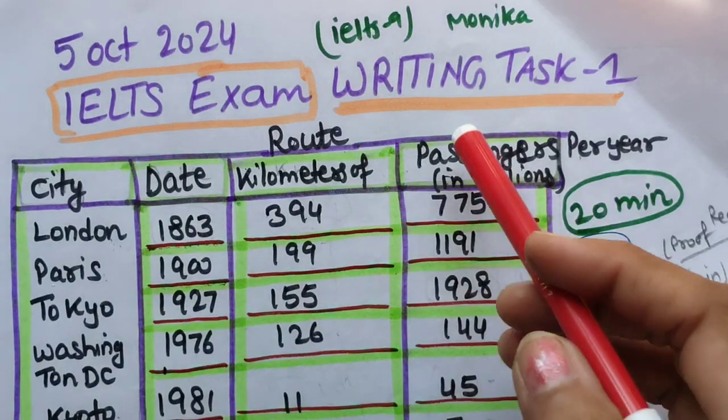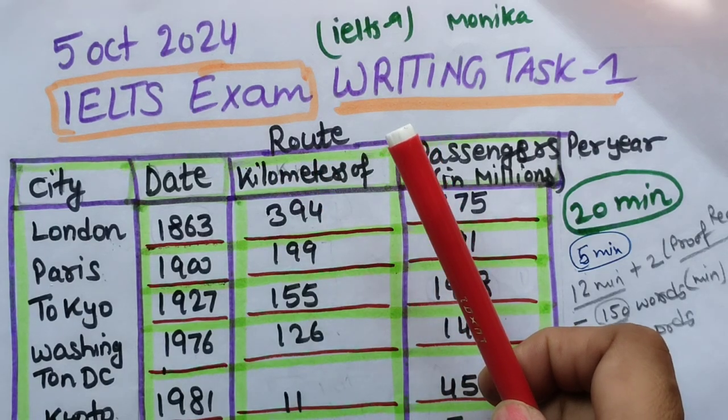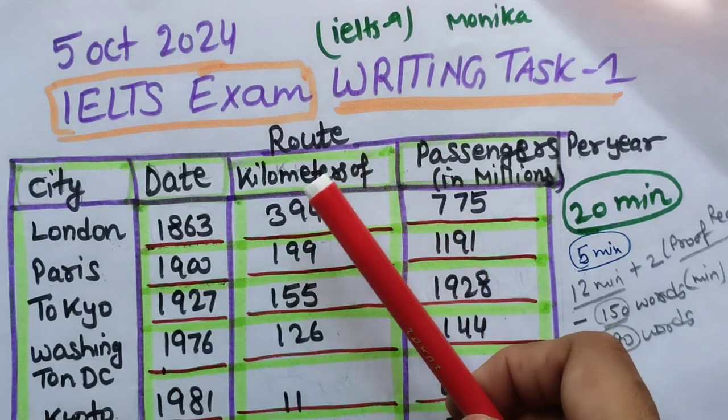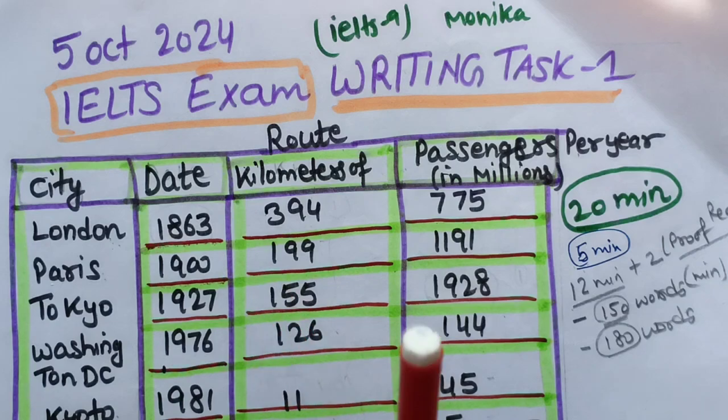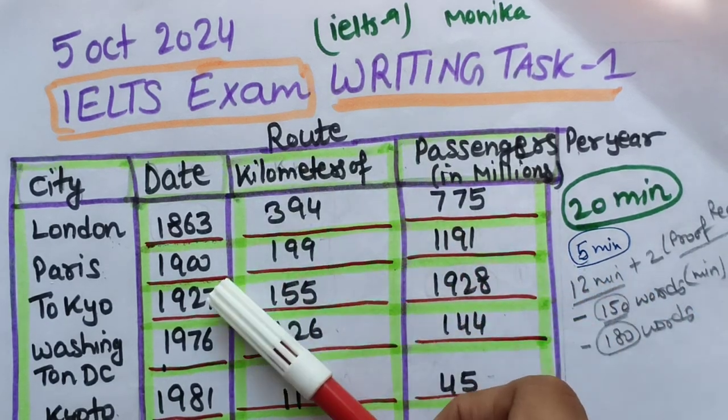So hello everyone, I am Monica from IELTS 9. The things I have told you in the last 1 minute, please take care of your errors, spellings, E, G, J. Okay, so let's do this writing task 1, that is a table.